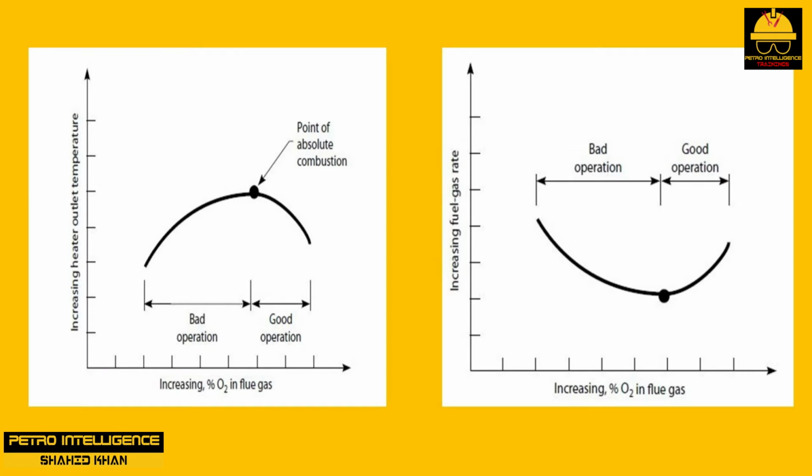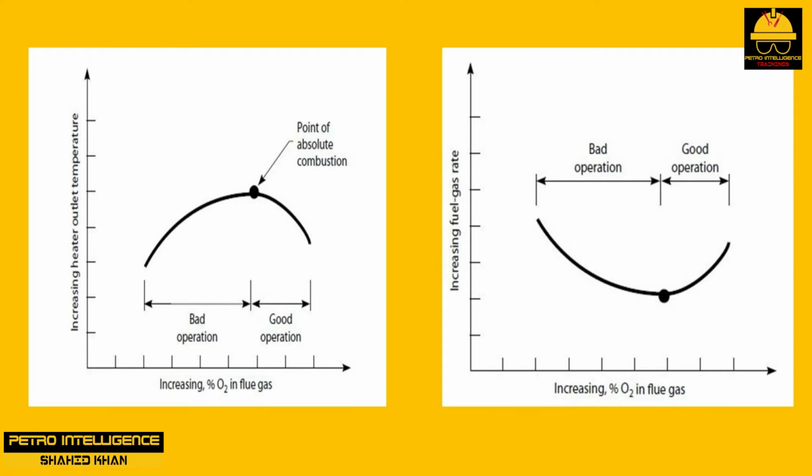Take another look at the pictures. We are talking here about the portion of the curves marked as bad operation. What would be the color of the flue gas as it emerged from the stack during this type of operation? Would it be black? No, it would not necessarily be black.